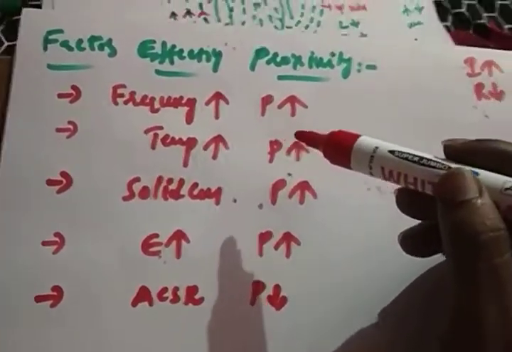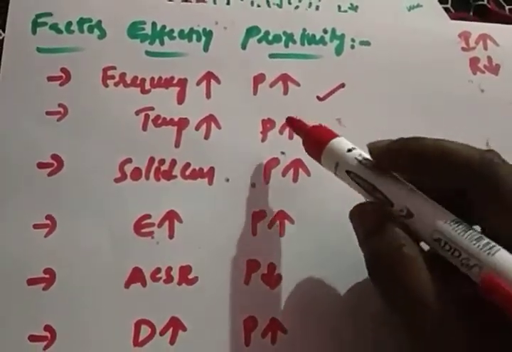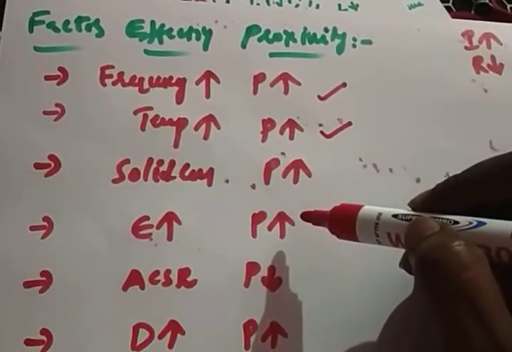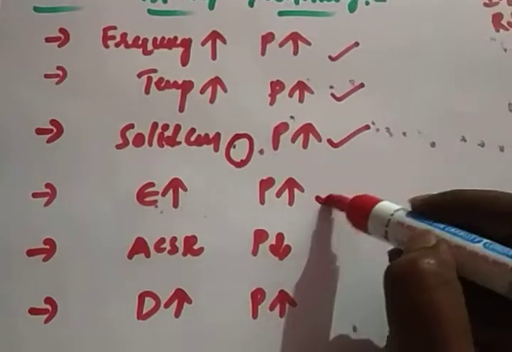These are the factors. If the frequency increases, your proximity effect also increases. If the diameter increases, your proximity effect also increases. Temperature increases, proximity effect also increases. If you use a solid conductor, like a circular conductor, the proximity effect also increases. If permeability increases, the proximity effect also increases. If you use an ACSR conductor, the proximity effect will be reduced.